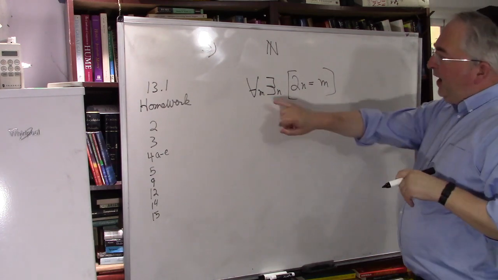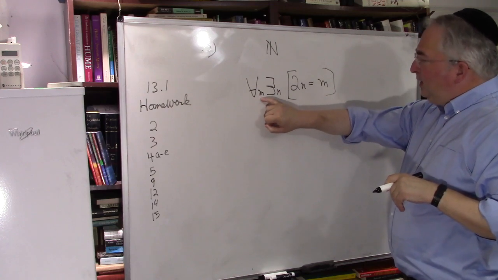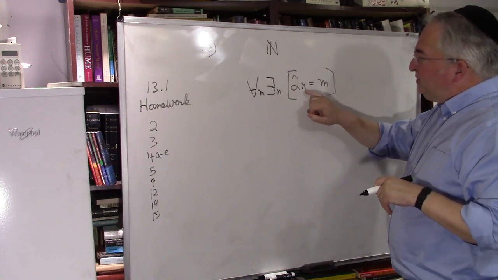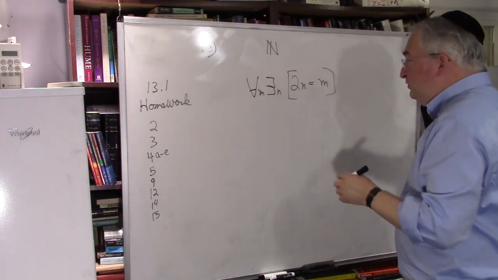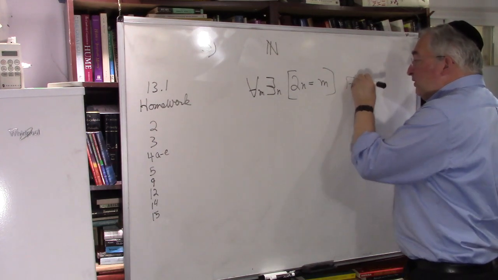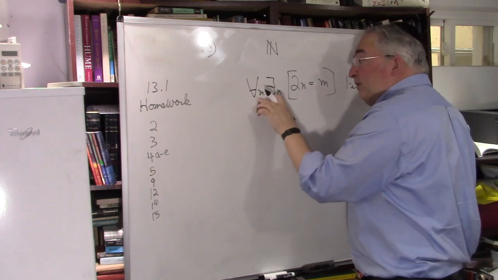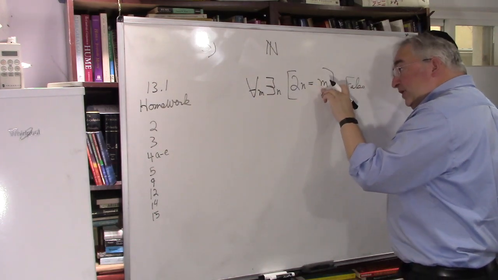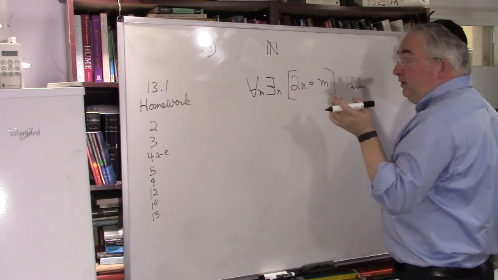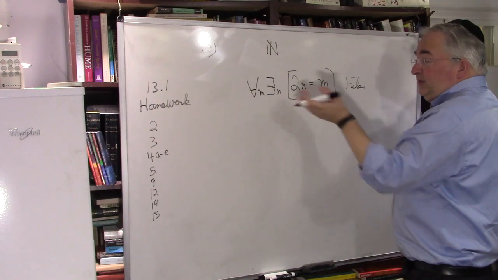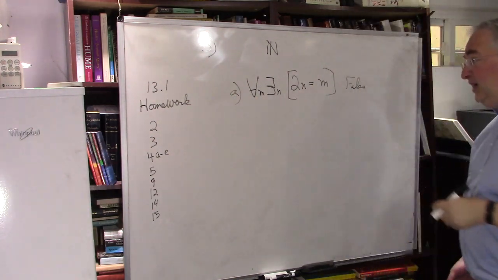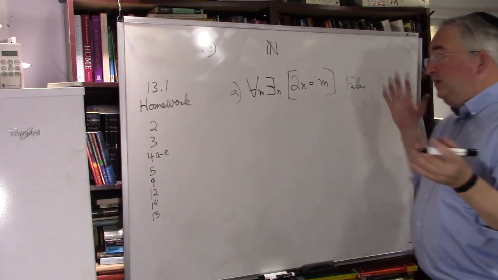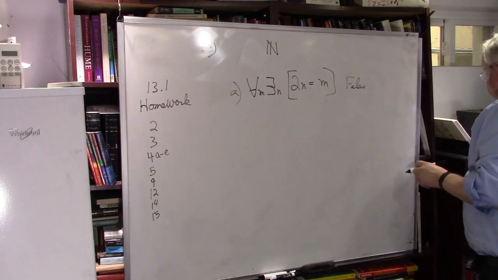Any number is twice some number. Is that true? And the answer is no, this is false. It's true for even numbers. An even number is twice some number, but what about odd numbers? It's not true. So this is A, and it's false. This says every number is even. That's not true in the natural numbers.